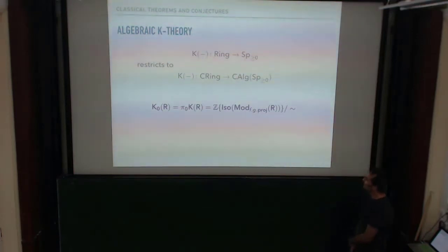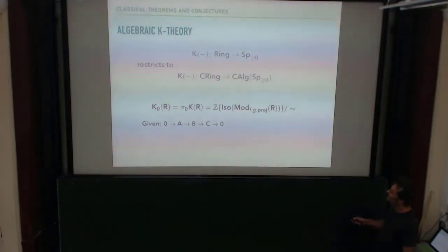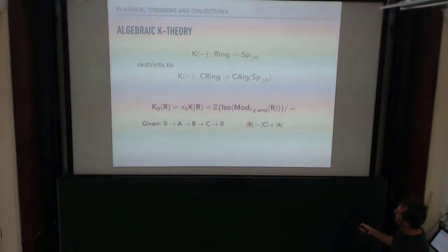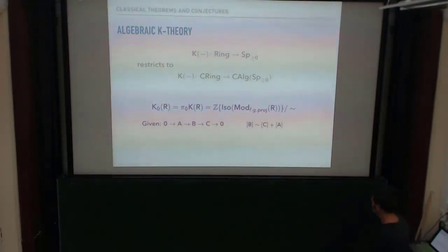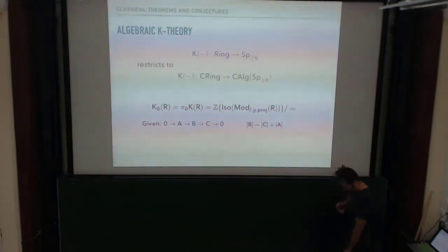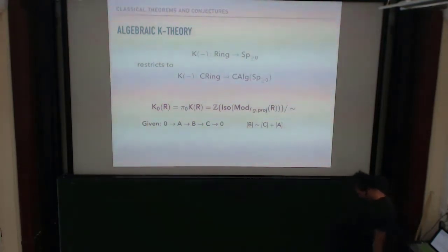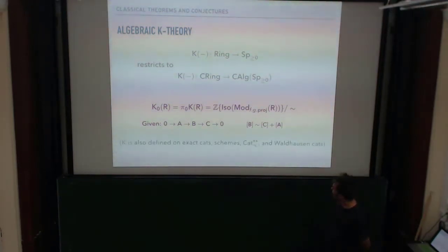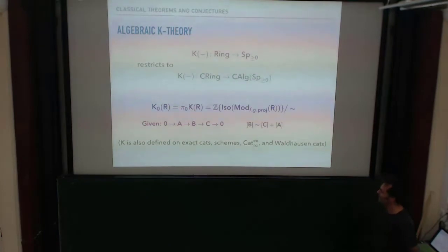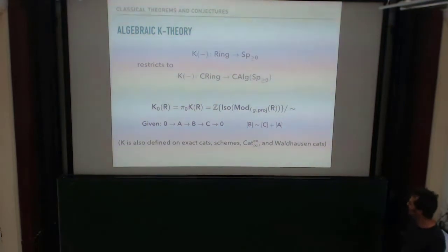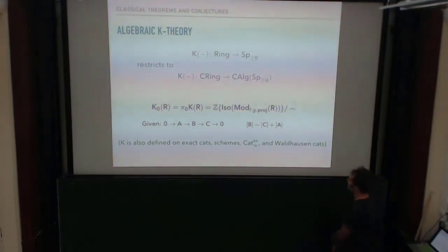And of course, this is something everyone here knows, that I can understand these K_0 groups as the Grothendieck group of isomorphism classes of finitely generated projective R-modules, where we get a relation from short exact sequences. This will show up later when I want to look at more involved input for K-theory. I want to use this very elementary relation quite often. And of course, we can extend K-theory to exact categories, schemes, stable idempotent complete small infinity categories, and Waldhausen categories.